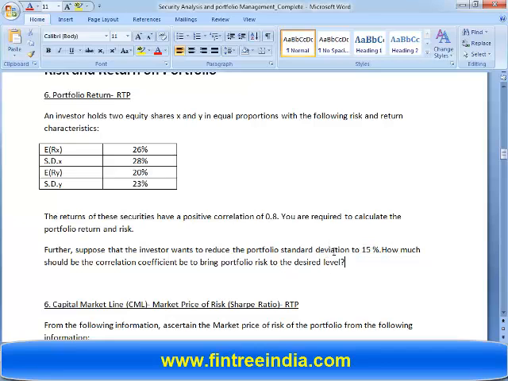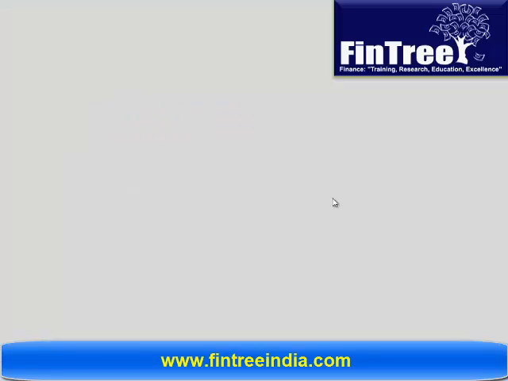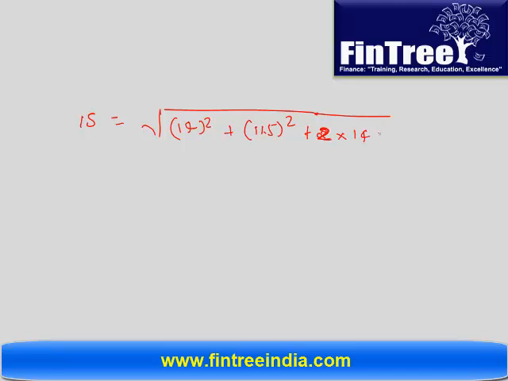Okay, so what we have to do here is input the standard deviation as the input and find out for R. So we know 15 is equal to root of 14 square, plus 11.5 square, plus 2 into 14 into 11.5 into R. Then solve for this equation and find out what should be the value of R.